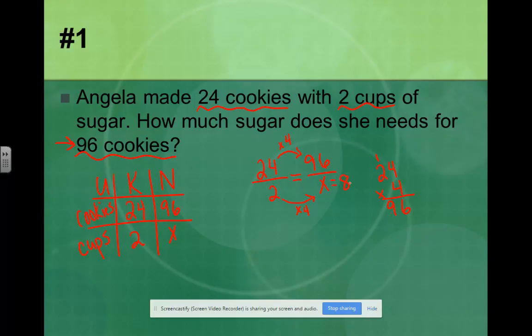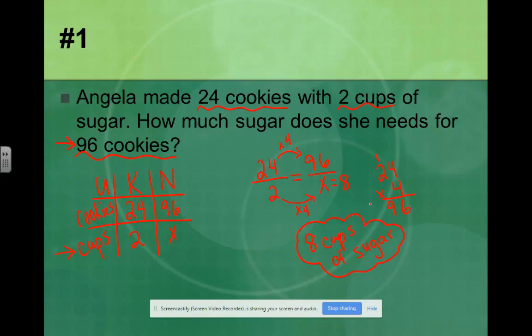So we are going to be using 8. Now, we always want to refer back to our UKN because that's going to tell us what is our unit, and that's on the cups row. So that 8 isn't just 8, it's 8 cups of sugar. Sorry about the delay with my pen here, guys. 8 cups of sugar.